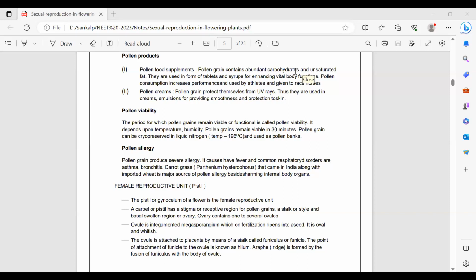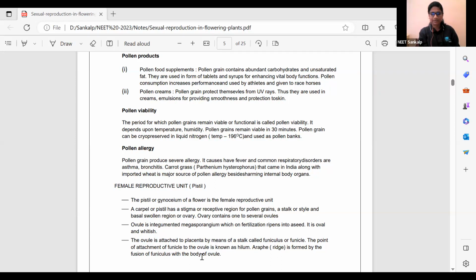It is a oval and with it. 1 minute. The ovule is attached to placenta by means of whitish. Which point you are reading? Because I was replying to Anvita. I did not concentrate. Yeah, tell me. Third one. Third one. Third one.